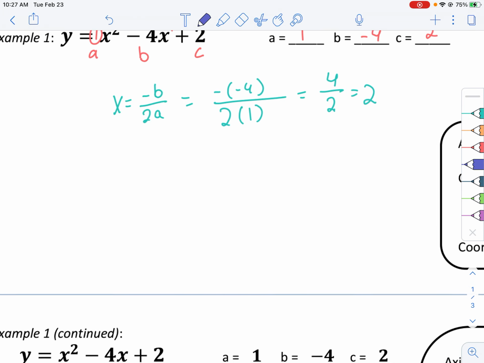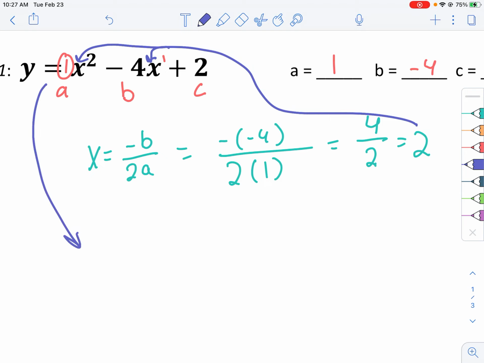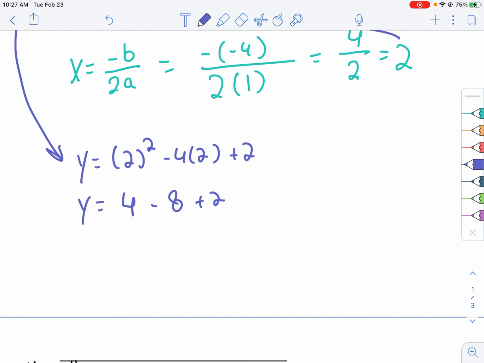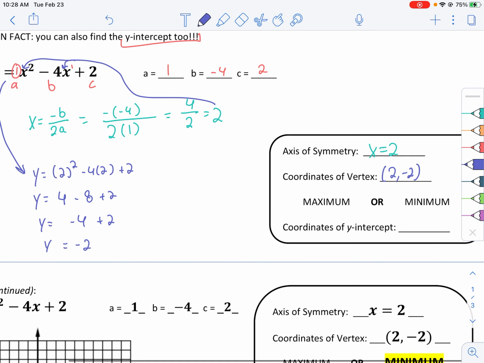To find the coordinates of the vertex, we plug that 2 back into the equation, right? That's going to give us y is equal to 2 squared minus 4 times 2 plus 2. So that's y is equal to 4 minus 8 plus 2. 4 minus 8 is negative 4 plus 2. Negative 4 plus 2 gives us negative 2. So that's our y value. So the coordinates of the vertex are 2, comma, negative 2. That first 2 coming from the axis of symmetry.